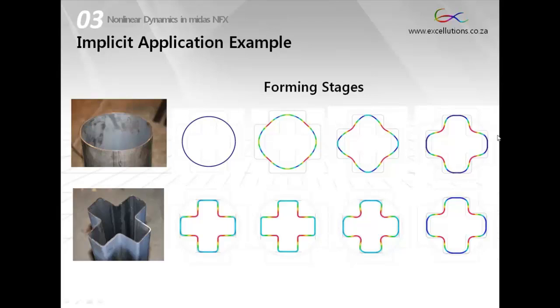My final example shows the application of implicit FEA, where it was used very successfully in designing a machine that will cold roll a circular pipe into a cross section. We have used the implicit FEA to do the concept analysis, making sure that we don't exceed the elongations in the material. Stresses were acceptable.